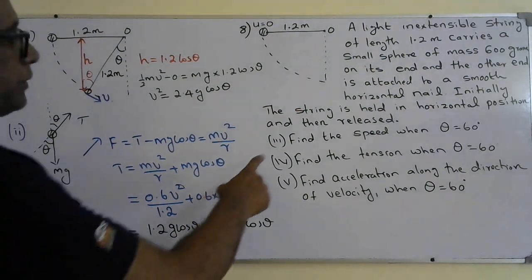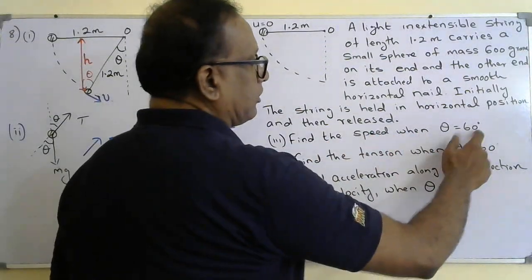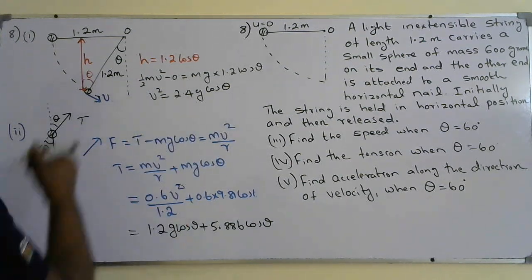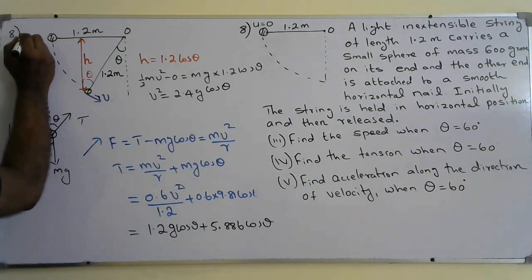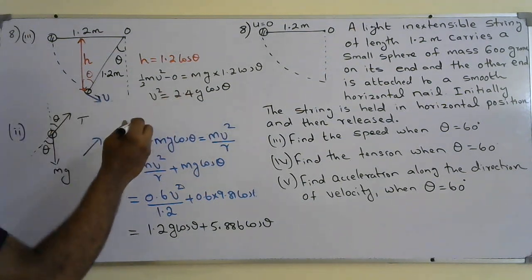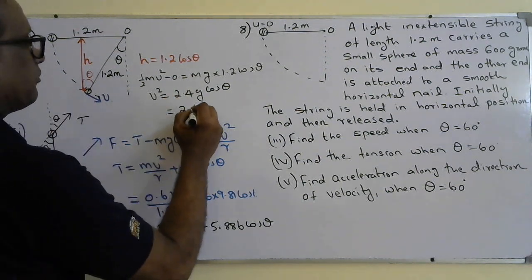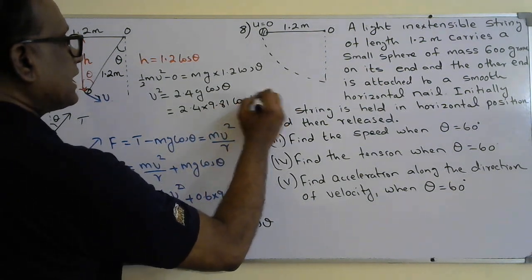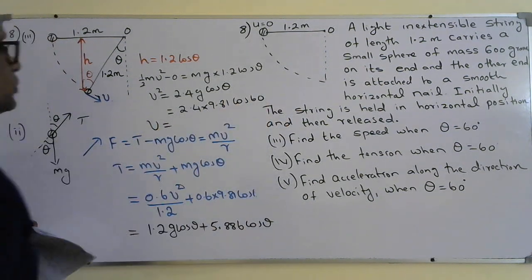Okay, so third part, find the speed when theta equals 60 degrees. We got a general equation for that, so I'll change it to third part. I'm going to use the same equation. That's going to be 2.4 into 9.81 cos 60. So v will be equal to, solve it.